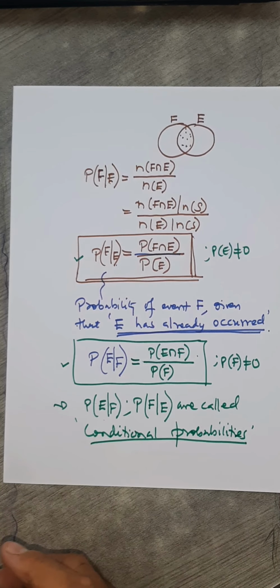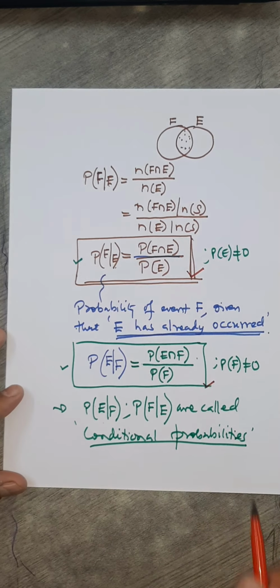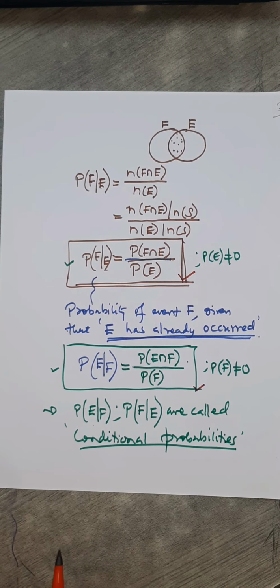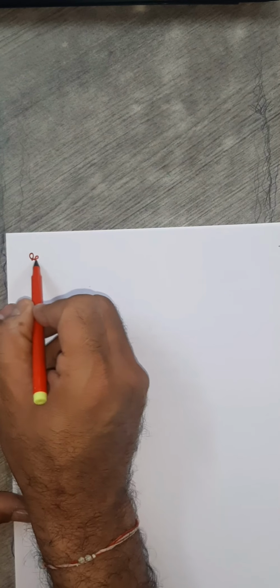Fine. So you need to remember these two. One is this, the other one is this. These two are called conditional probabilities. I'll take one more example so you can understand further. Let's take one more example.